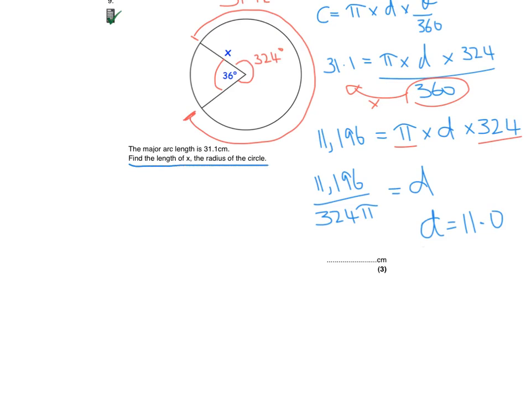Now if we look at the question, we are asked to find x, which was the radius of the circle. So if I know that the diameter is 11.0, the radius must be 5.5 centimeters.